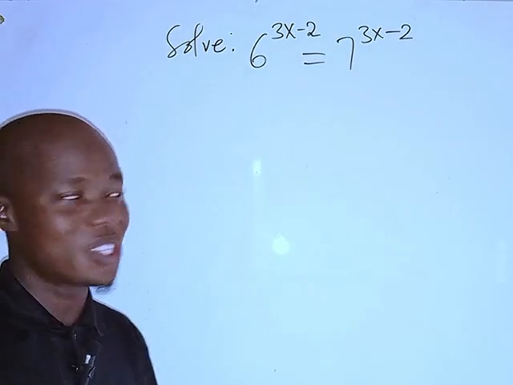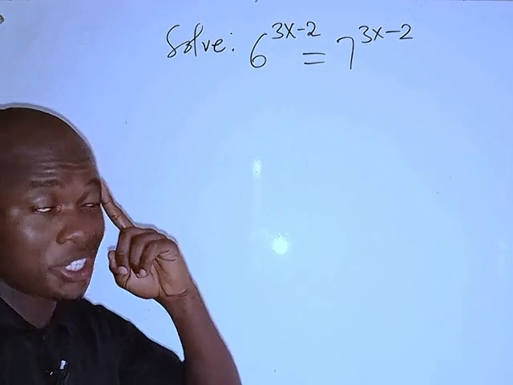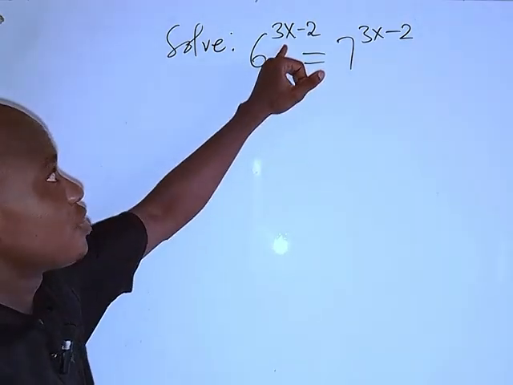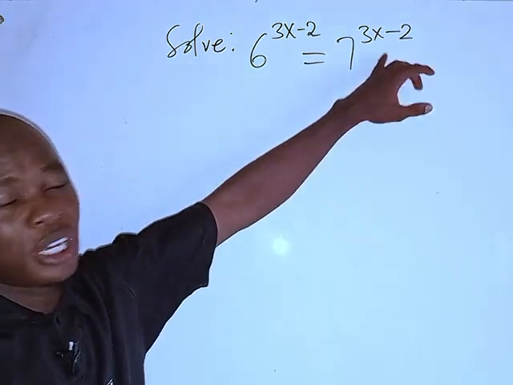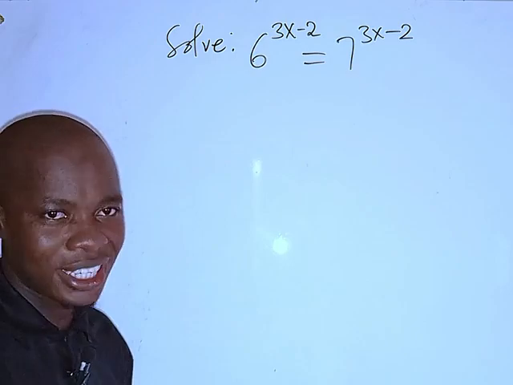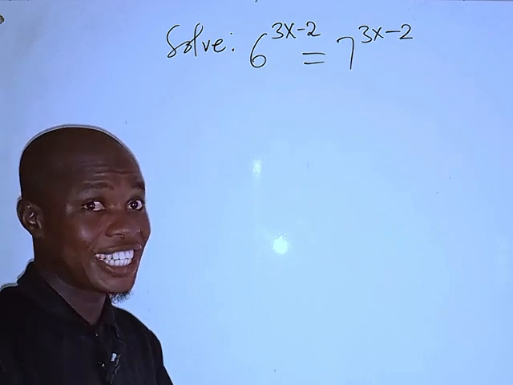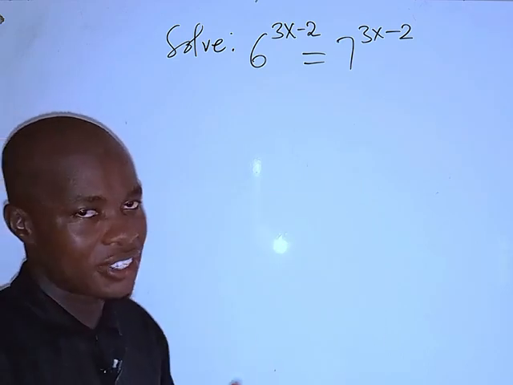So we have this question here. The question is beautiful, right? This is an exponential equation, right? So 6 to the power of 3x minus 2 equals 7 to the power of 3x minus 2. Now you can see the two powers are the same. Okay, quickly you can guess the value of x.